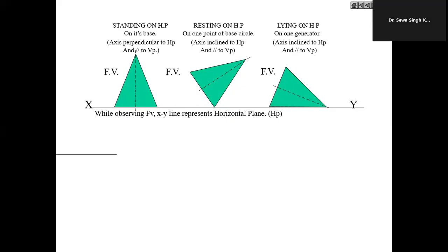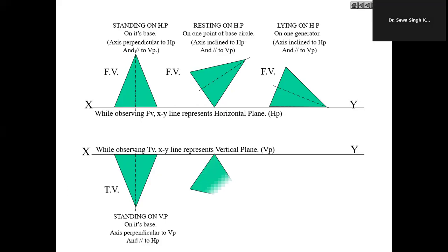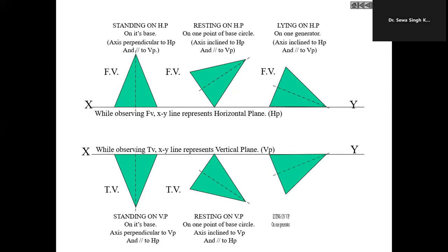Likewise, when we are observing top view, XY line represents vertical plane. So similar is the case. This is a cone standing in VP on its base. And of course, here axis is perpendicular to VP and parallel to HP. Second scenario, resting on VP on one point of base circle. In third case, resting in VP or lying on VP on one of its generators. Axis parallel to HP and inclined to VP.